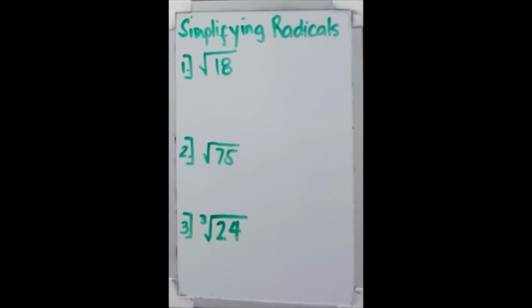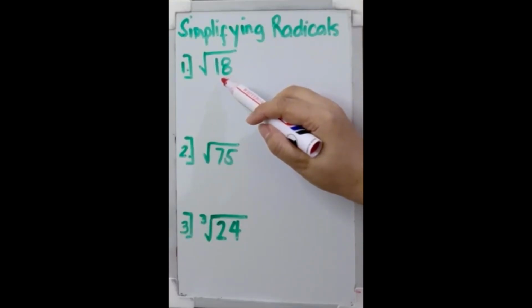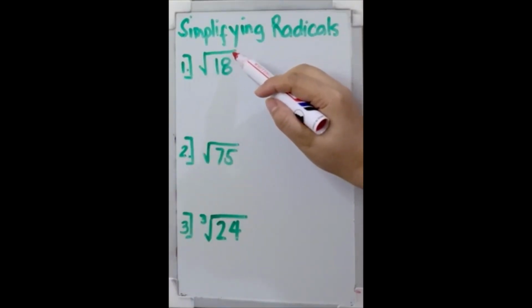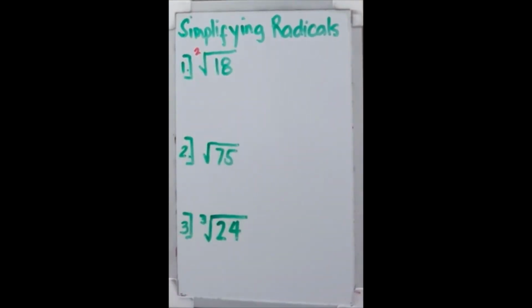Hello viewers, in this video we'll be simplifying radicals. Radicals are expressions with roots. Number 1, we have here square root of 18. So 18 is the radicand. You have here the radical symbol. Then 2 here is the index or the root.